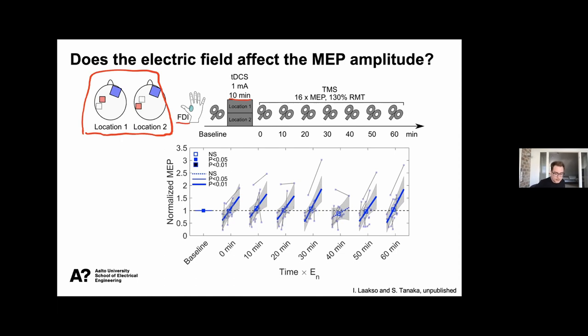And the results of this experiment showed that there was an opposite effect. So the effect was positive. The people with the higher electric fields had an increase in the MEP amplitude compared to the baseline, and people with low electric fields had a decrease or no effect. And again, there was no difference in the effect between the time points after tDCS. So the effect stayed the same regardless of the time point.